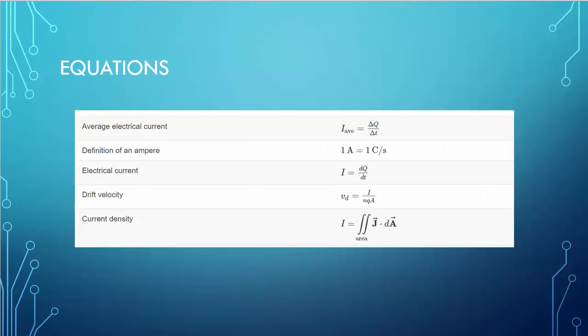So here are some of the equations that we'll be using with current. All right, so these equations are pretty straightforward. You have the average electric current, which is the change in charge over time. An amp is a coulomb per second. Electric current, when we're talking about on the tiny level, is dq dt, and then you would integrate the current density dot product with the area vector, and then we're back up to the drift velocity, which is the charge times the charge density times the area.